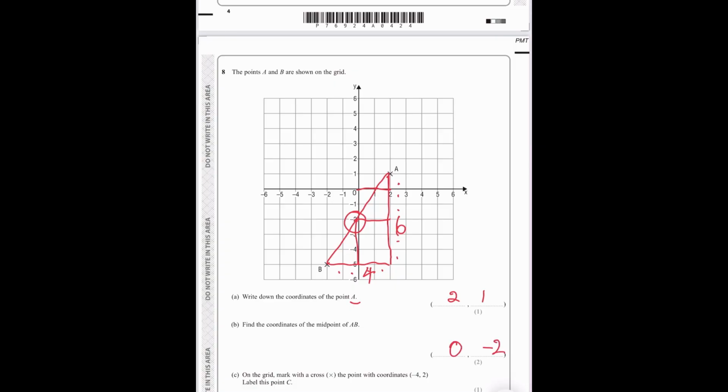On the grid, mark with a cross the point with the coordinates -4, 2. So we go along to -4, up to 2, and it says mark that as C.